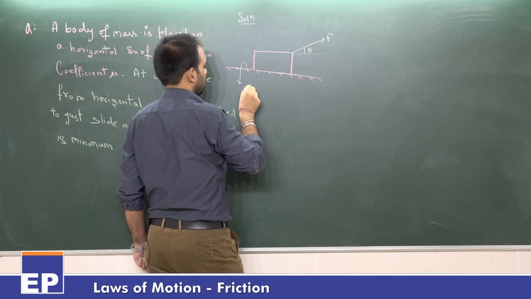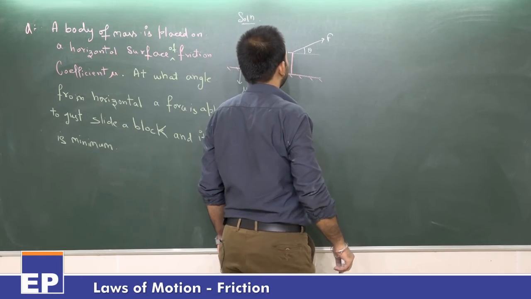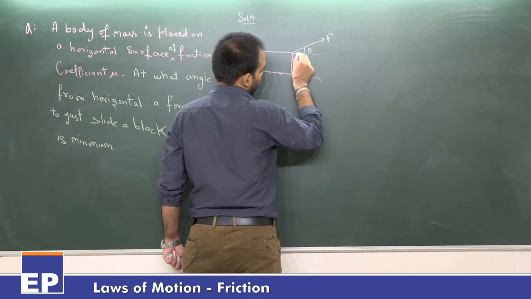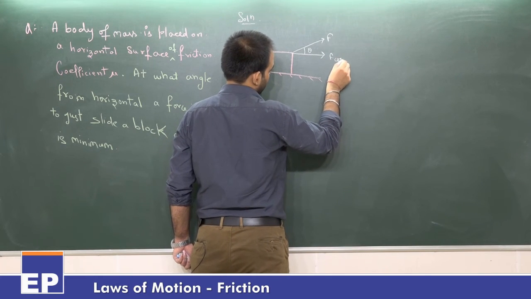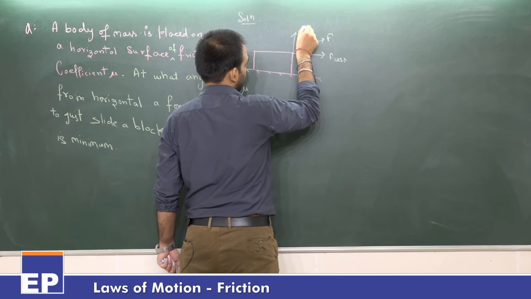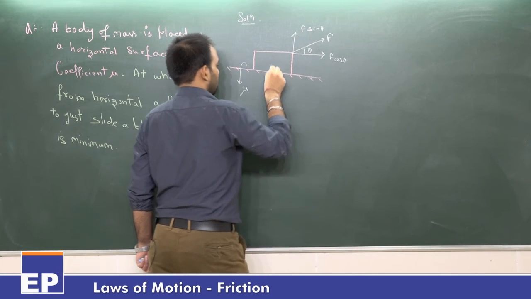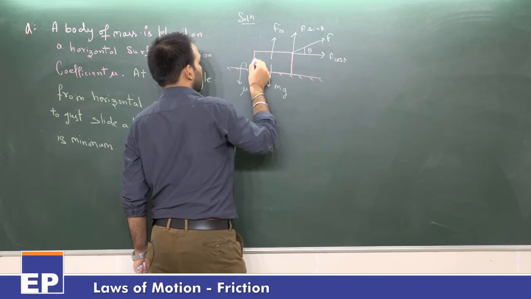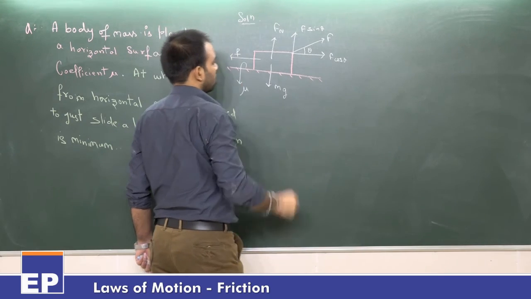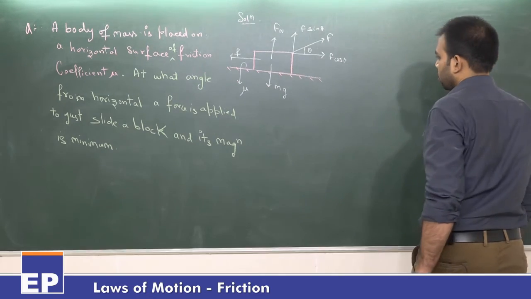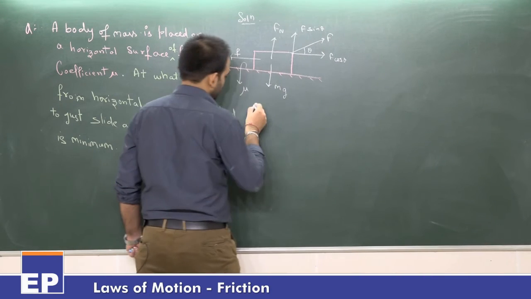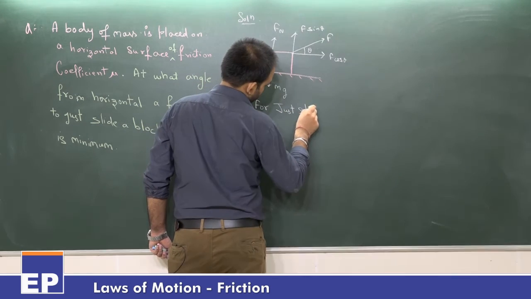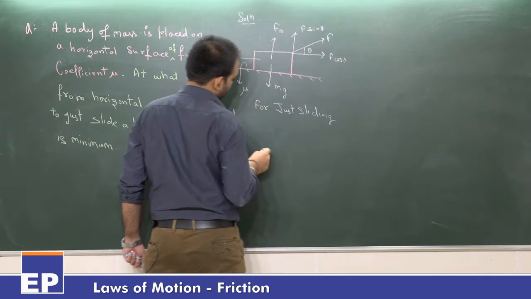And this friction coefficient is mu. At what angle from horizontal the force is applied so that it is in a state of just sliding? It has a tendency to move in forward direction. Friction will act in backward direction. This is the case for just sliding. Block is at rest.